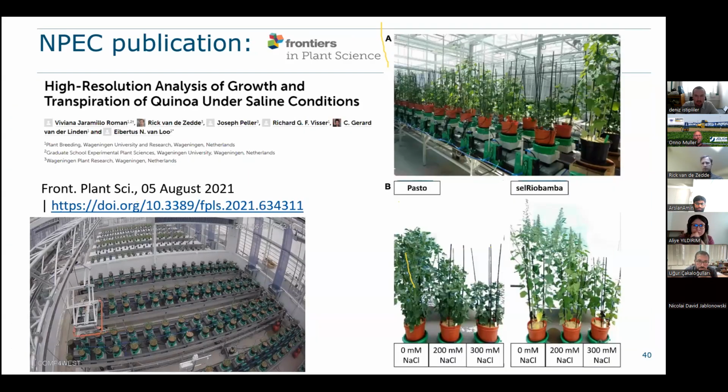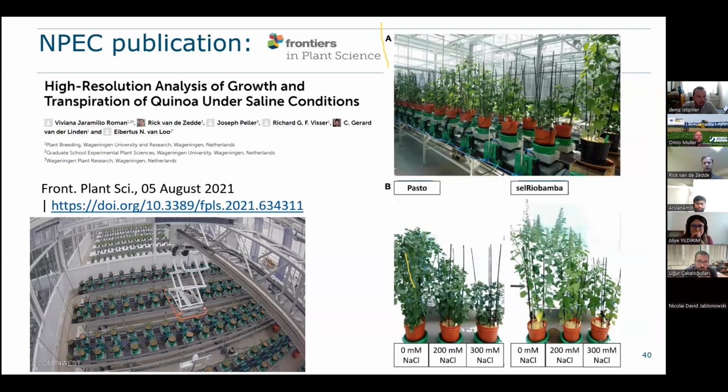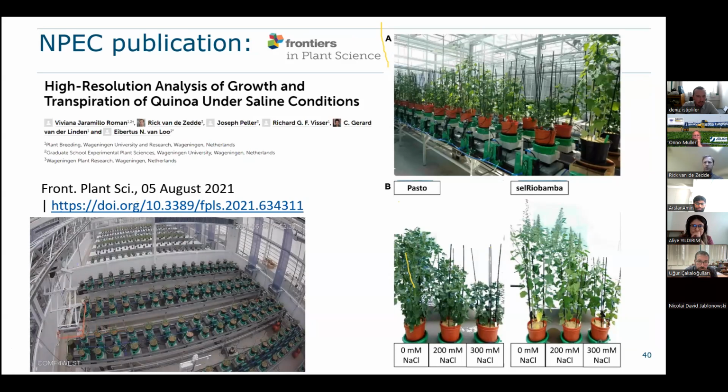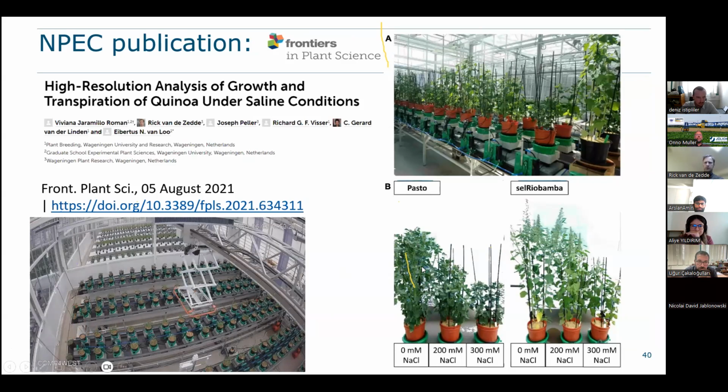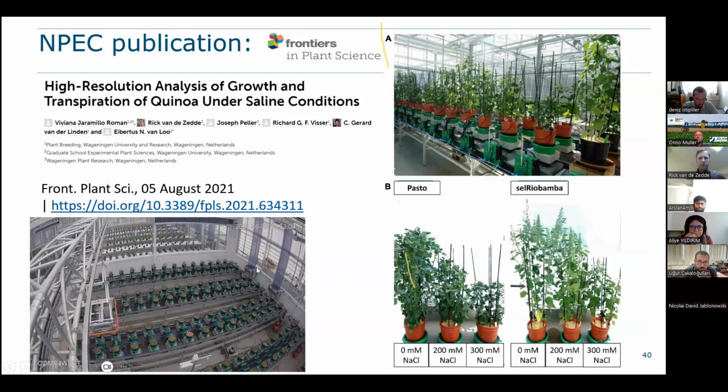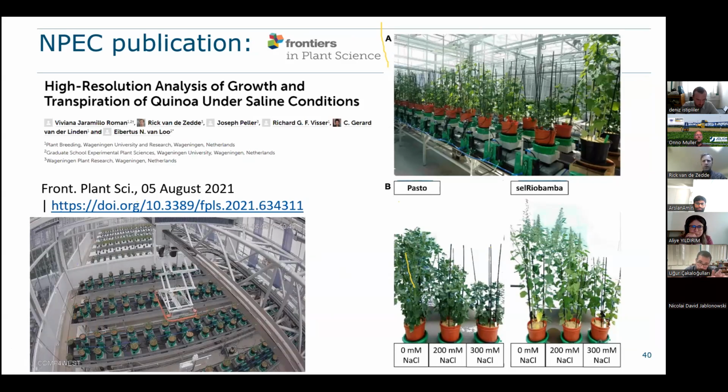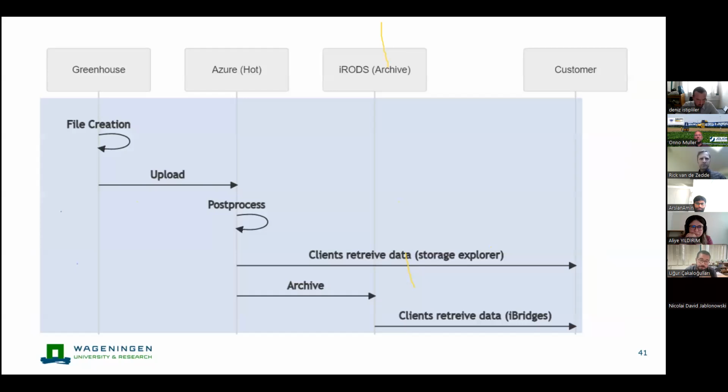Also, this has been published already a few years ago. And also this has led to field trials. I think I have a picture in my slides also of the result in field trial. Actually, to be honest, not 100% sure. But it's all about data.